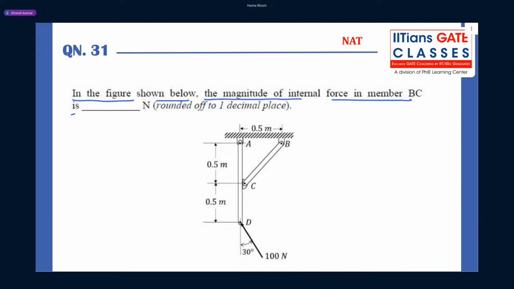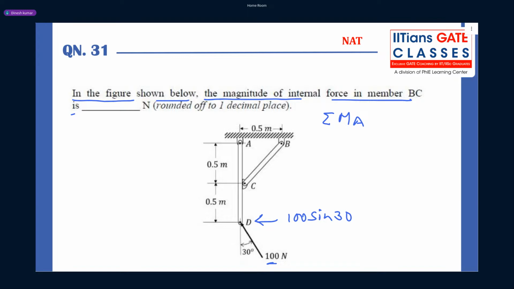So guys, to find the force in BC, we can simply do the moment equilibrium about point A. What all moments will be acting at A? One will be this 100 Newton. If you resolve vertically, what will be the component? It will be 100 sine 30.